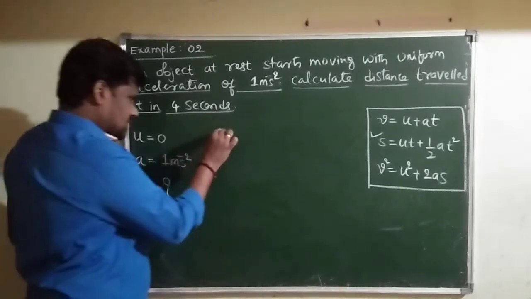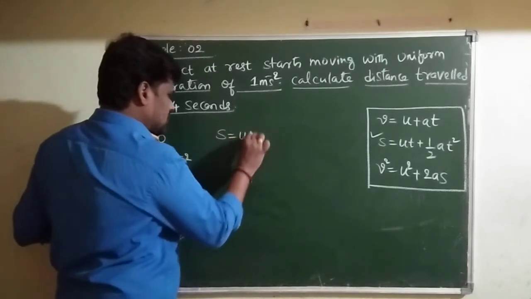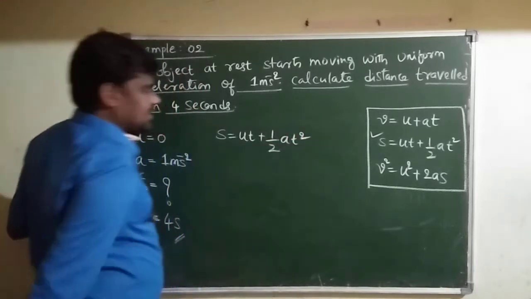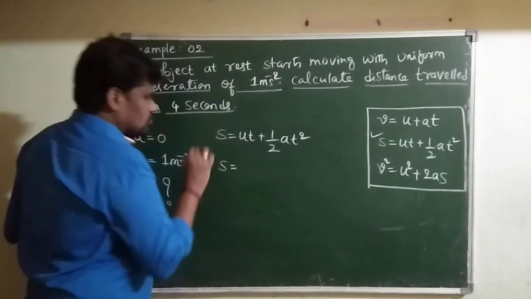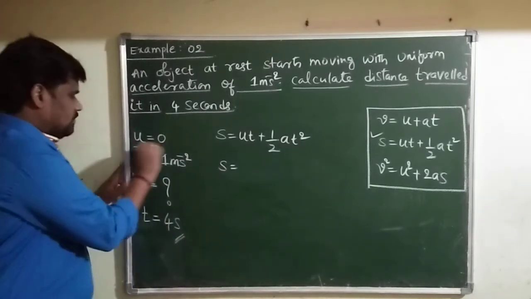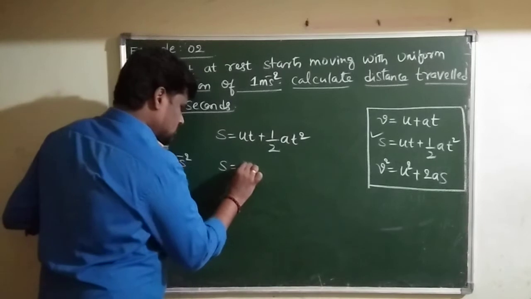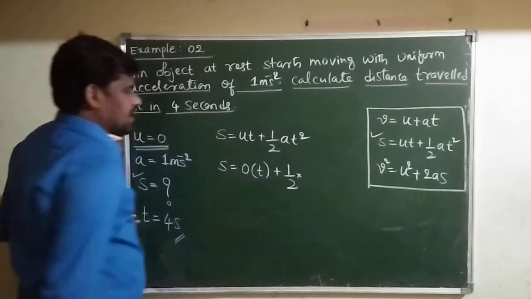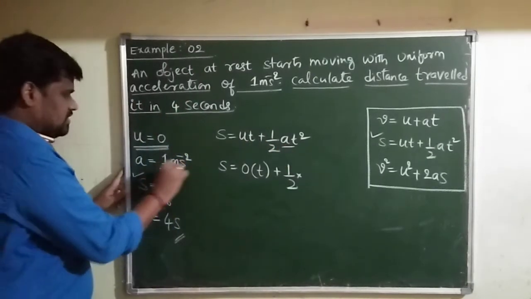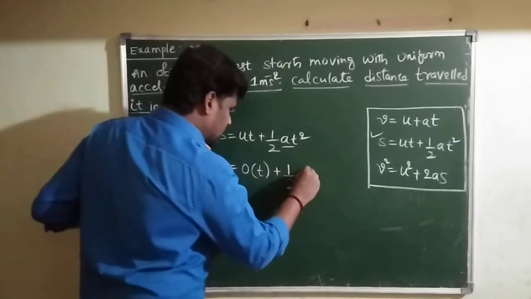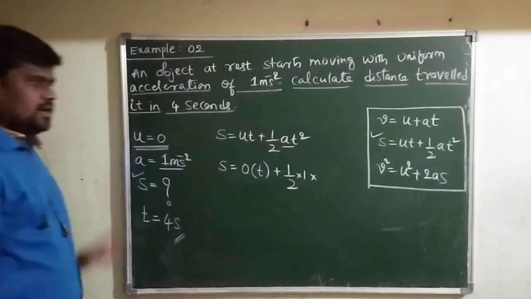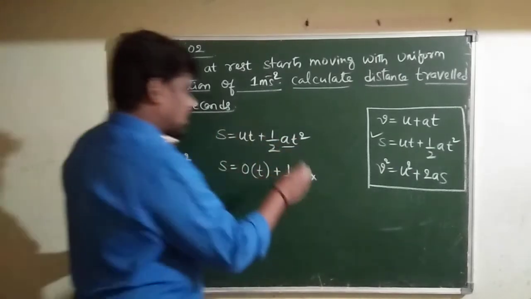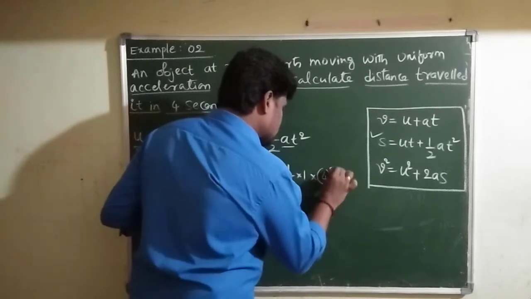So let me try the same here. The formula used here is S is equal to UT plus half AT square. Then S is equal to, what is U here? Initial velocity, which is 0, into T, plus half into A. What is A here? Acceleration, which is given as 1 meter per second square. The value of acceleration is 1, multiplied by T, the time, which is 4 seconds. T square, therefore it should be 4 square.